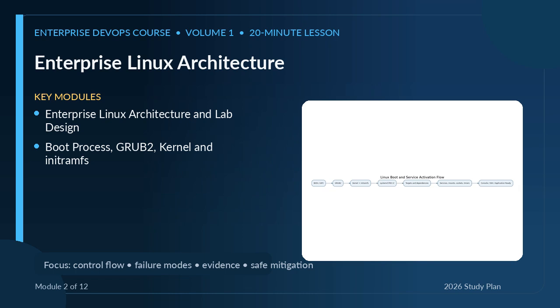The module on boot process, GRUB2, kernel, and initramfs establishes the following idea. Linux boot sequence and service activation flow. The boot process begins before Linux executes. Firmware initializes hardware and selects a boot entry. GRUB2 loads the selected kernel and initramfs. The kernel initializes core subsystems, discovers devices, and mounts a temporary root from the initramfs. It then switches to the real root file system and starts PID 1, normally systemd.